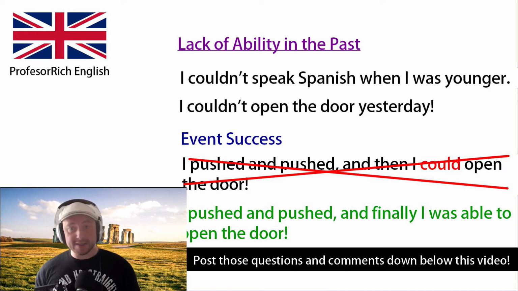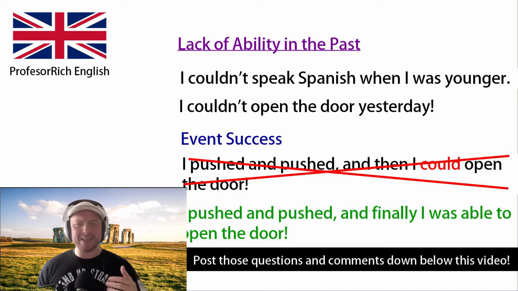So for specific success, we use I was finally able to get it open. Or I succeeded in getting it open. Or even I got it open. Right? I couldn't open the door, and I pushed, and I got it open in the end. Right? That's it. So be careful with that. It's a big mistake, common mistake.